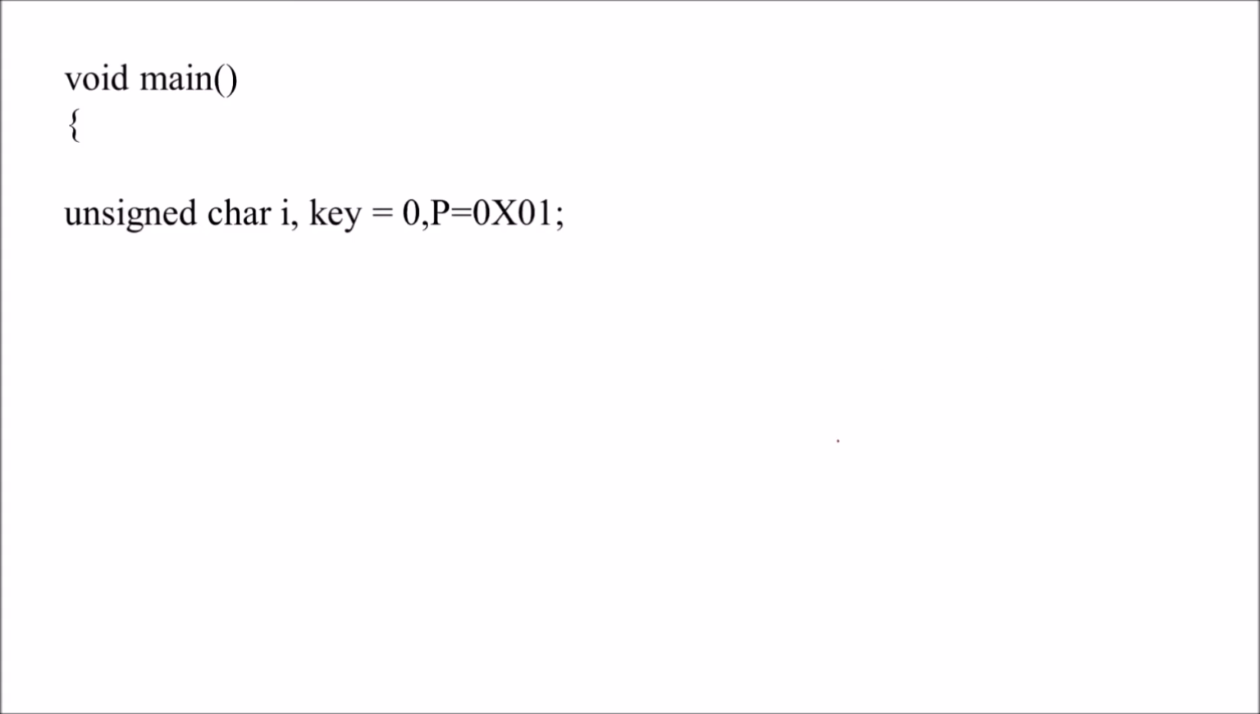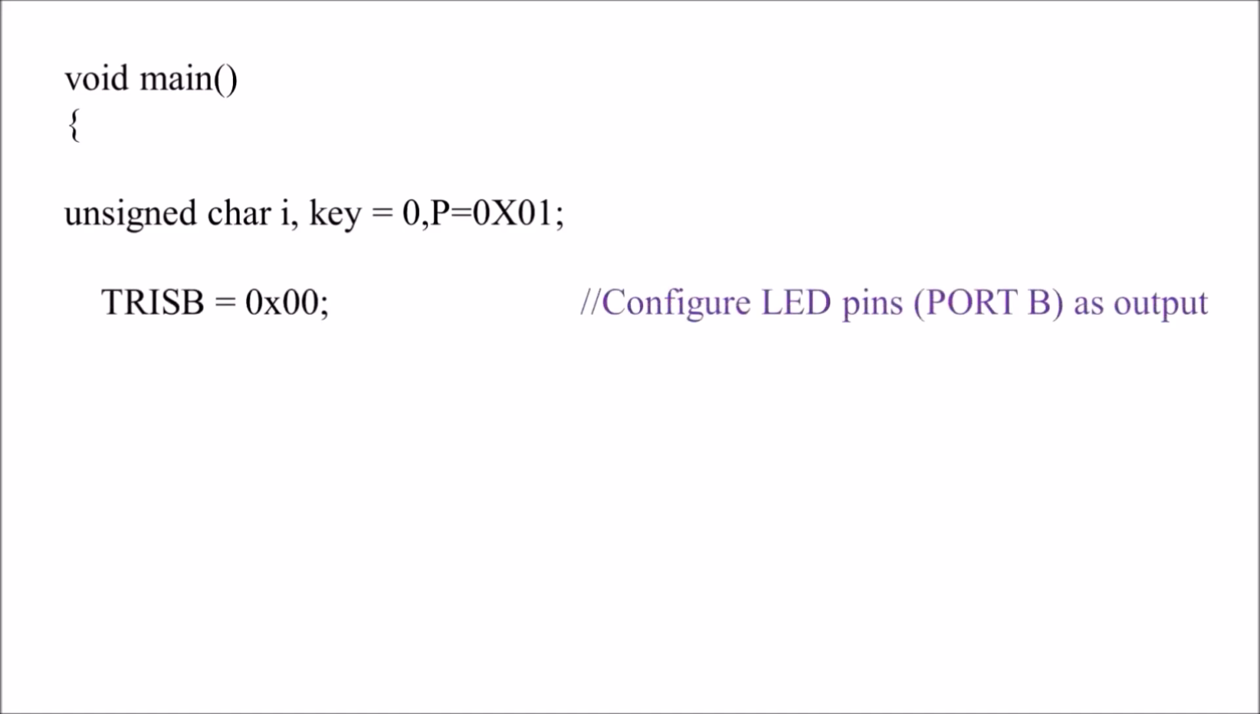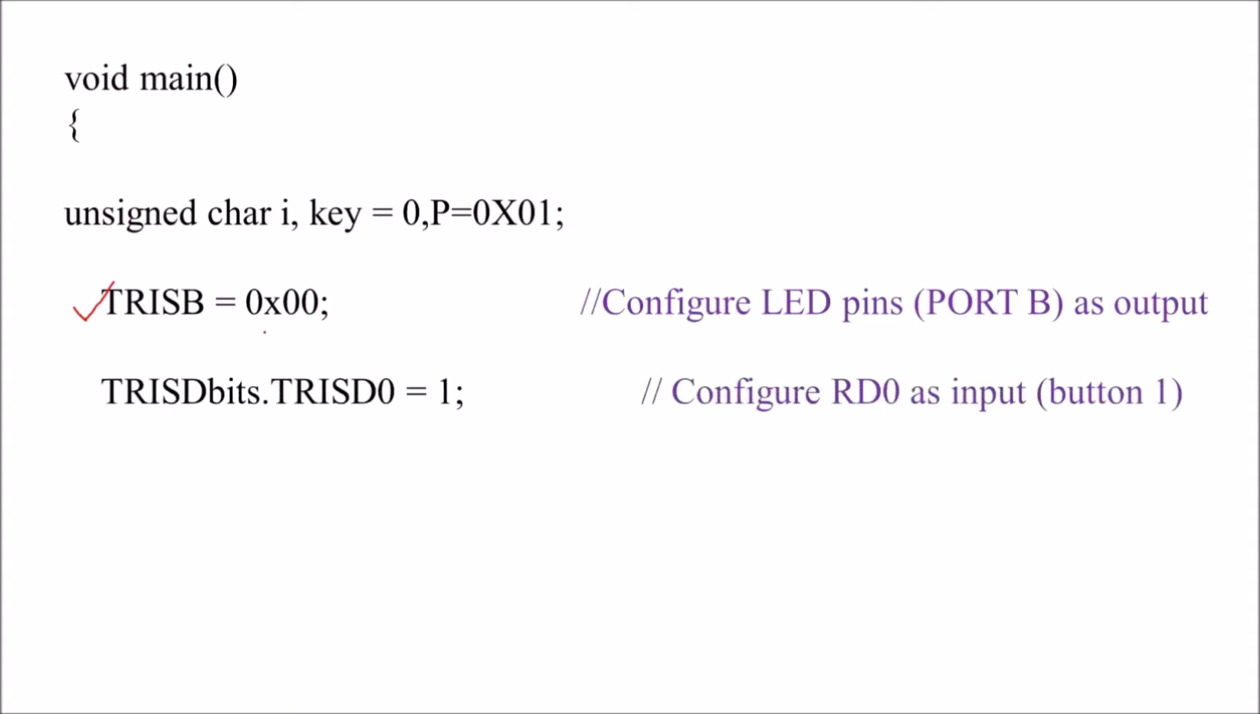So here I have used some variables. Like the i variable, the key variable is initialized with 0. This p variable is initialized with 0x01. So these variables we can use in our program. First we'll decide the direction of port B where we have connected LEDs. So these port pins we will use as output port pins.